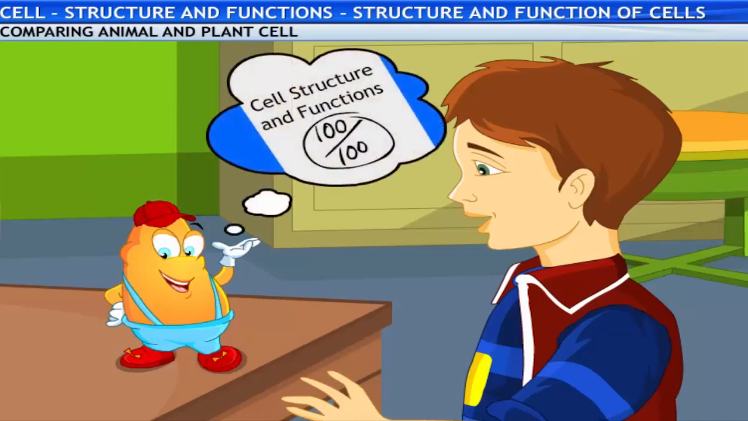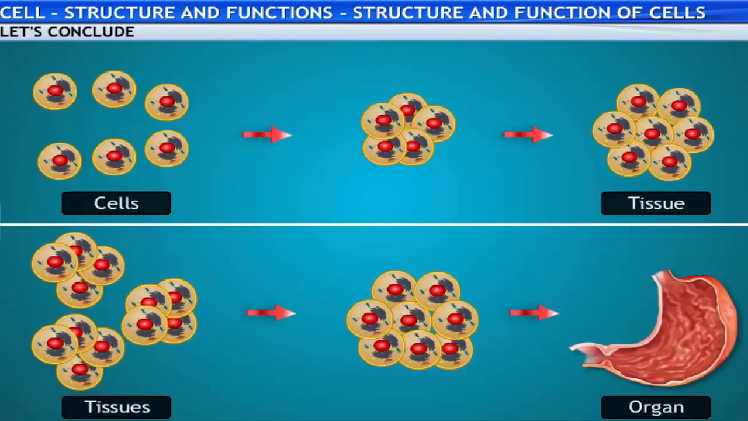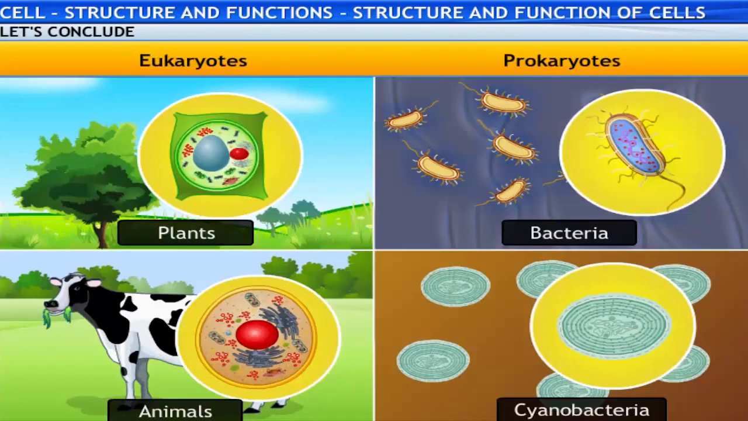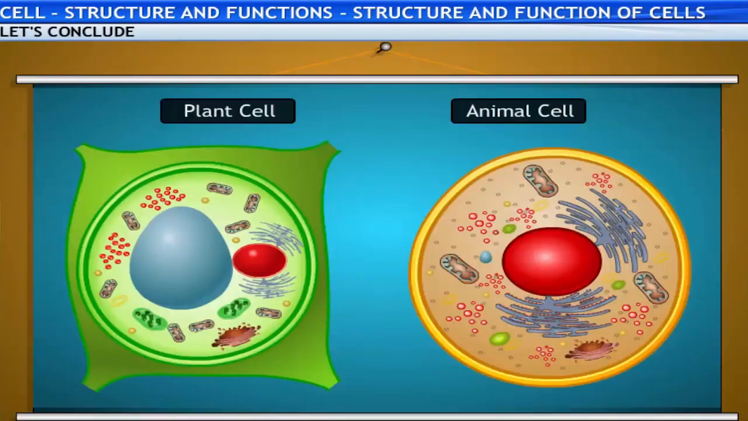You've become an expert on cell structure and functions. Congratulations! You have completed the lesson on cell structure and functions. In this lesson, you have learned to explain the role of cells as basic units of tissues and organs, identify the parts of a plant cell and its functions, differentiate between prokaryotic and eukaryotic cells, and compare plant and animal cells.